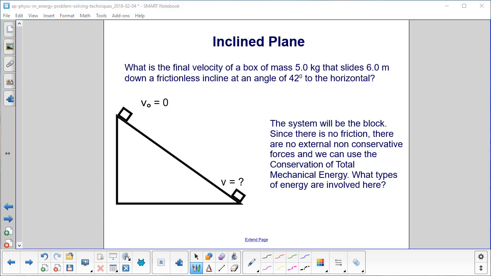What is the final velocity of a box of mass 5 kilograms that slides 6 meters down a frictionless incline at an angle of 42 degrees to the horizontal? Our system will be the block.